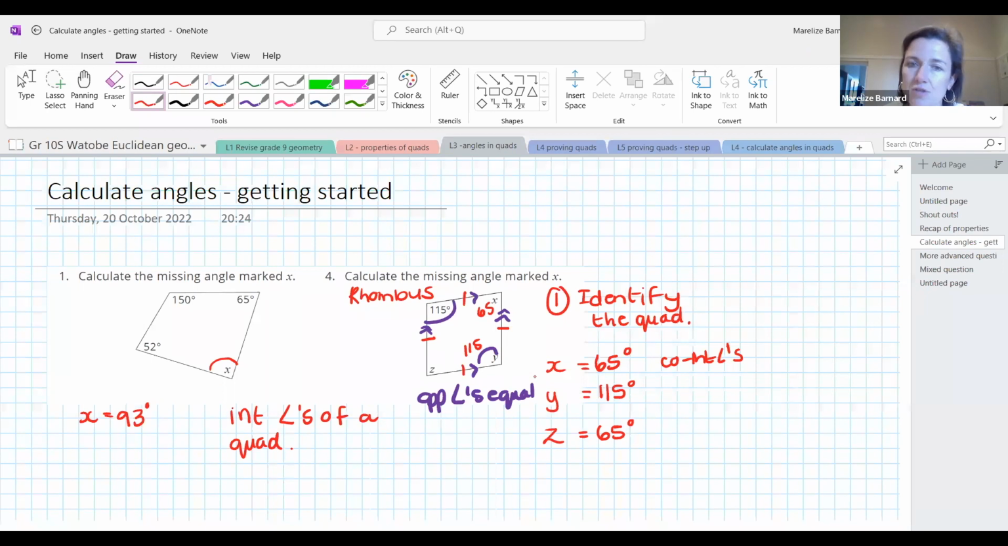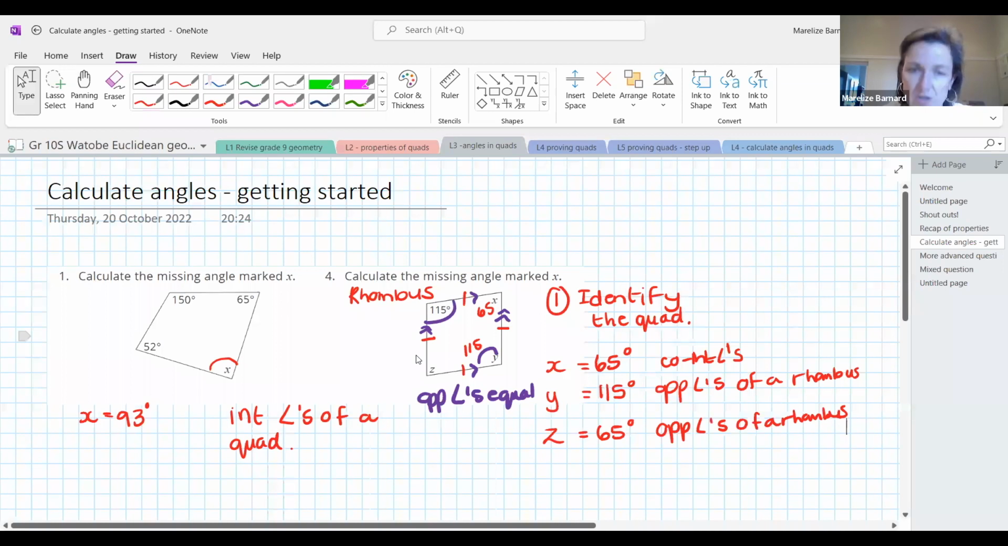And then y is 115, opposite angles of a rhombus. Never ever write properties of a rhombus. And then Z, because it's not the properties of the rhombus. A rhombus, as you can see, has many properties. Which property will make that angle equal to 115? And it's opposite angles. And then Z is 65, and you can do opposite angles of a rhombus, or you can do co-interior again. Okay, right, so that's how you approach the question.